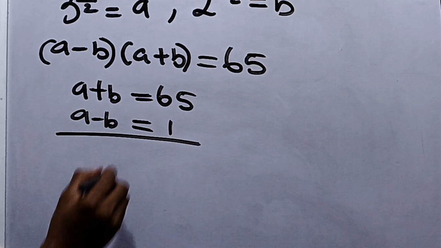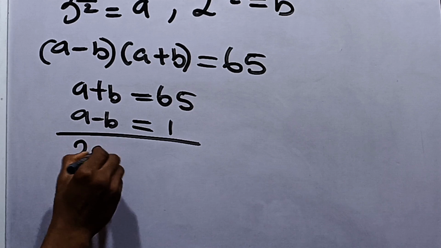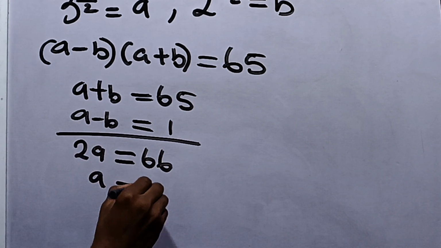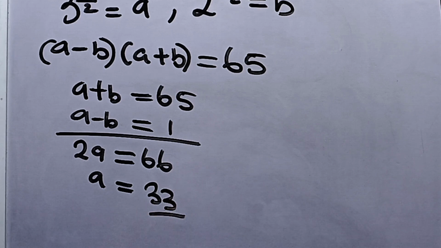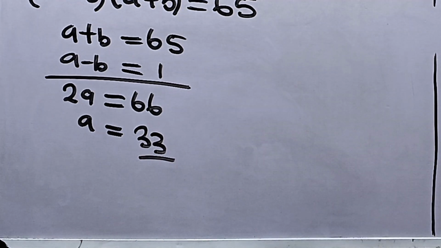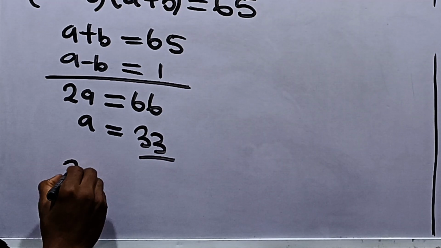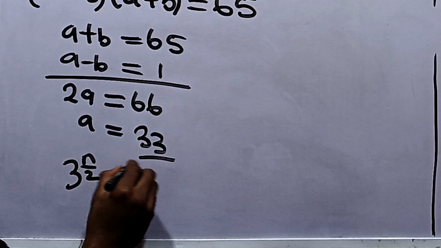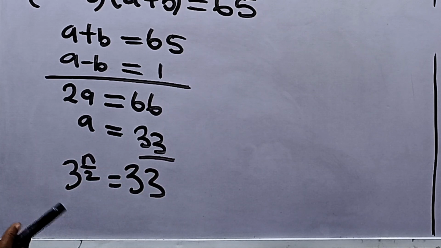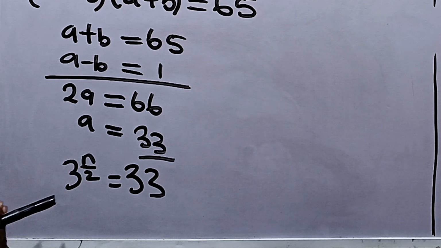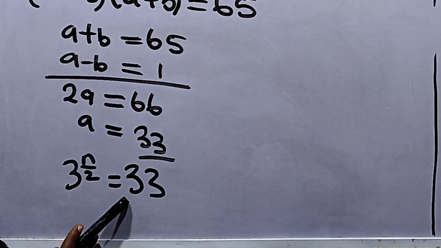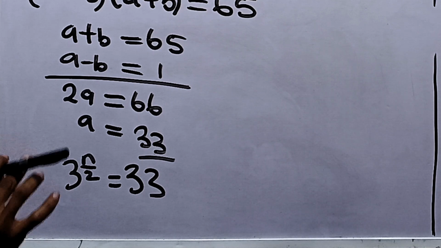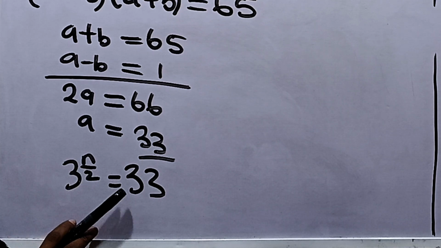Let's now add this up. So we have a plus a is 2a, this is equal to 66, hence a is equal to 33. Now let's observe something here. So let me bring back what a is equal to. So a is equal to 3 raised to the power n over 2. And now when we say a is equal to 33, there's no way we can express 3 raised to the power n over 2 in the form of 33 without having a decimal number. And recall that n is a whole number. So there's no way we can express 3 raised to the power n over 2 as 33.